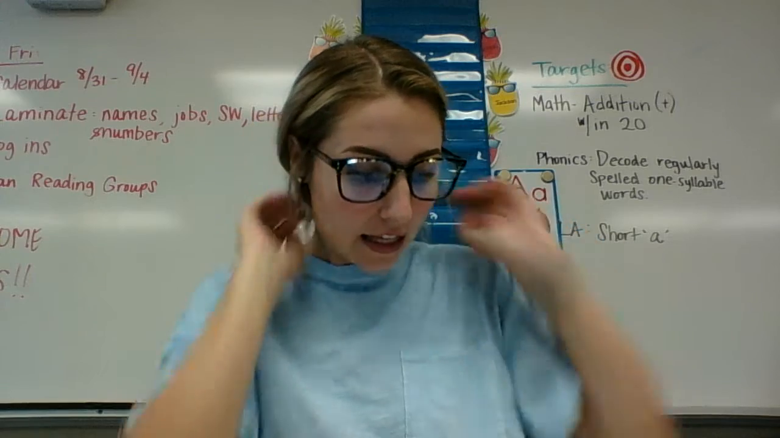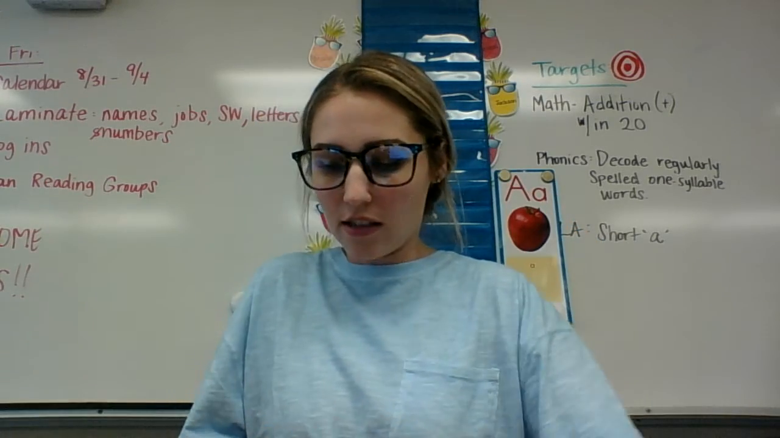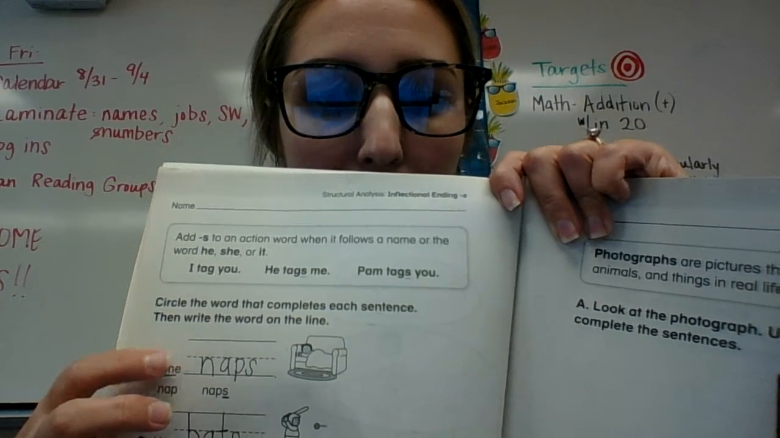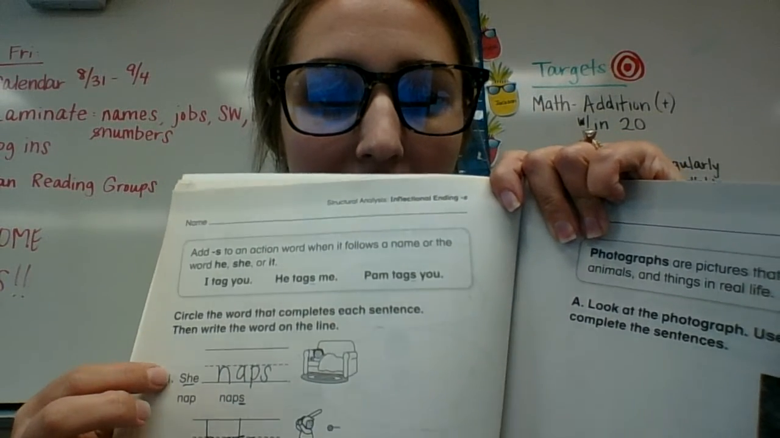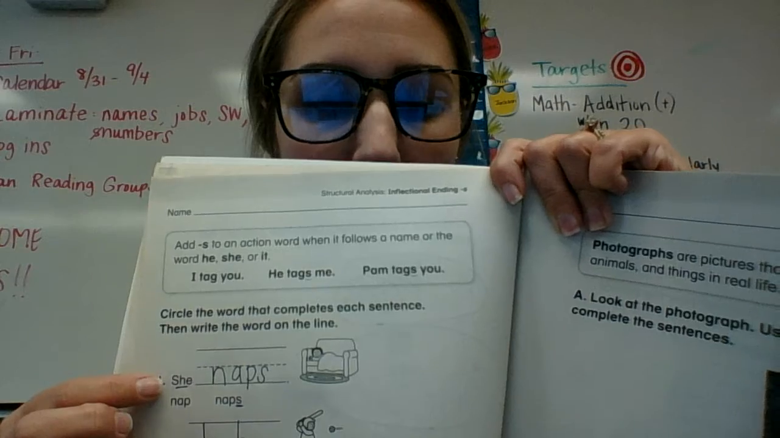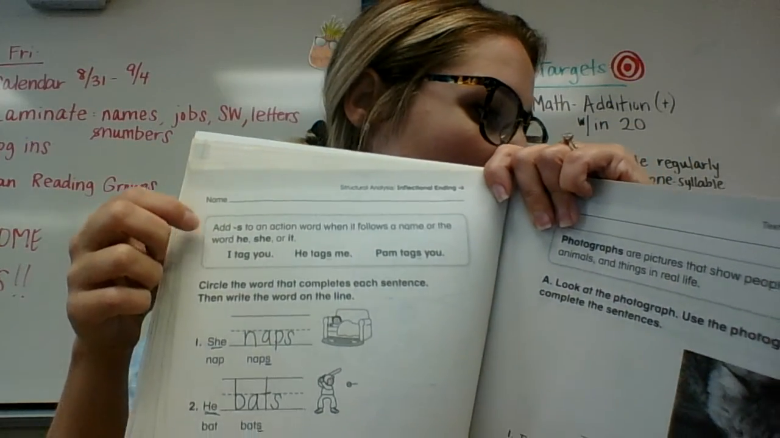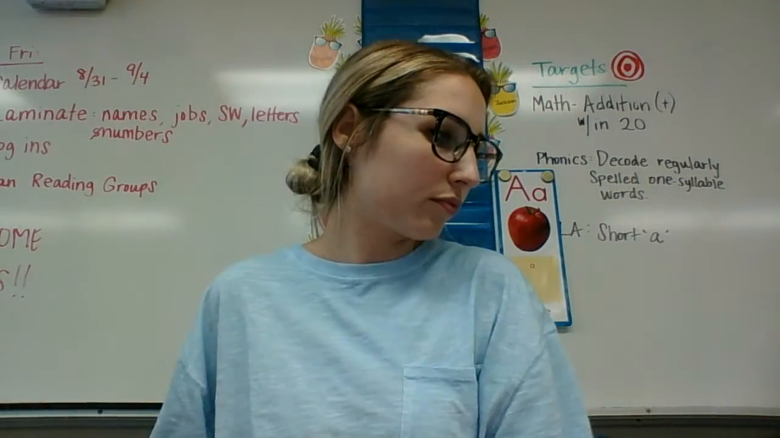And underneath each sentence, I'll show you mine, underneath each sentence gives you the word. So is it she nap or she naps? Because it's a she, because she does it, it needs the S. It gives you some directions up top too.